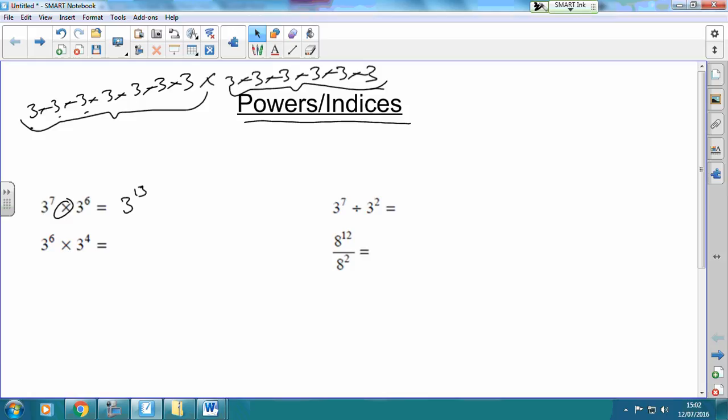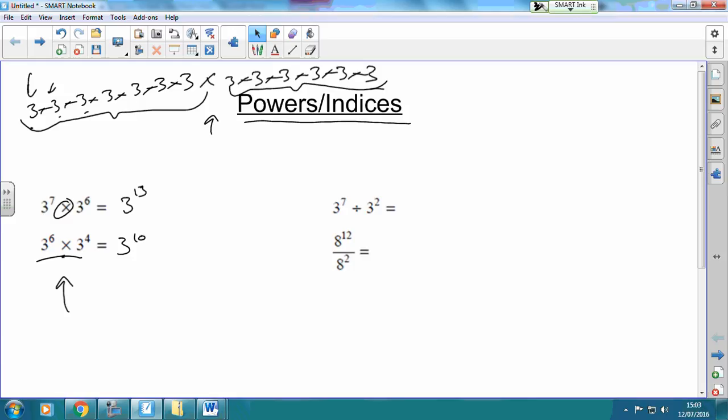So the point being is that when we have questions like this, when we've got a multiplication and we're talking about indices, then the base stays the same. So it's still going to be 3 to the power of, because all of these numbers are 3. But on the top there were 13 of them, so we add the powers. So the next question, if I was to do exactly the same thing, there would be 10 of them. So 3 to the power of 6 times by 3 to the power of 4 gives you 3 to the power of 10.